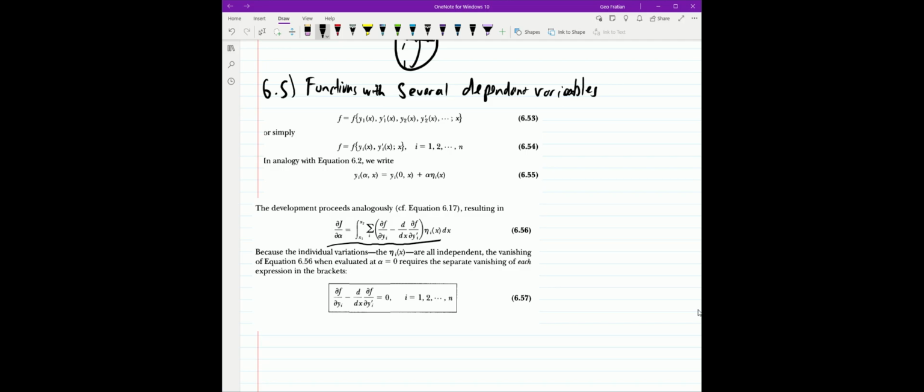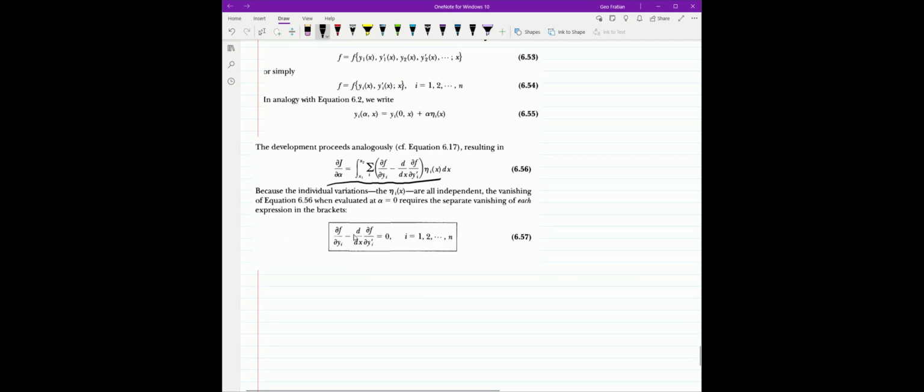And then since the individual variations are all independent, it tells us that we have to make it vanish separately for each of the expressions. In other words, we have i Euler equations, basically, for however many dependencies we have. So, okay. That's kind of what happens if we have a function that depends on multiple dependencies.